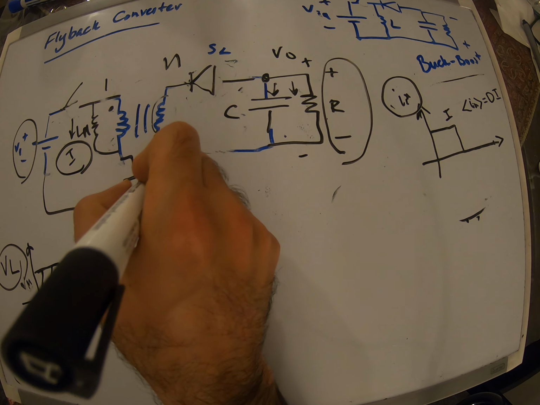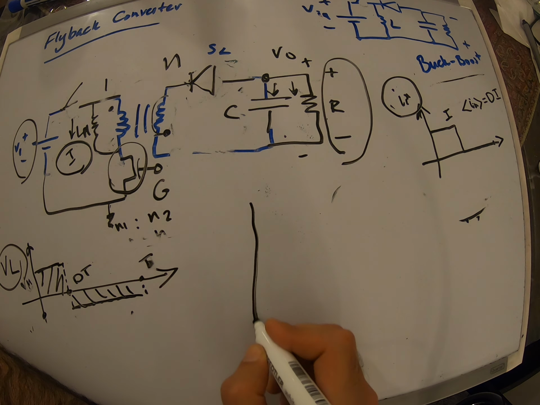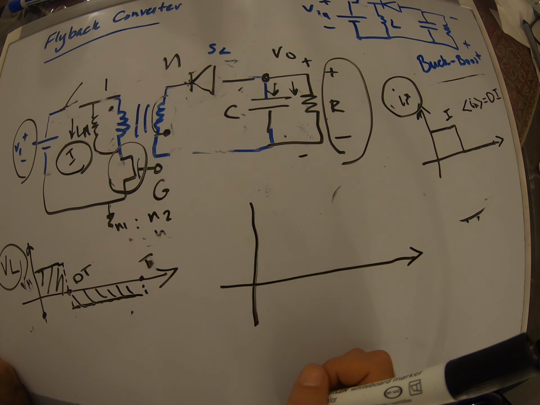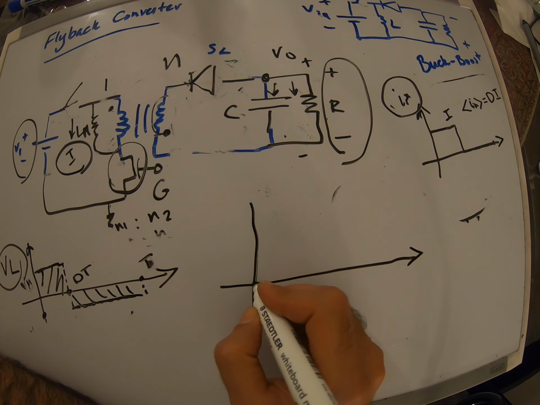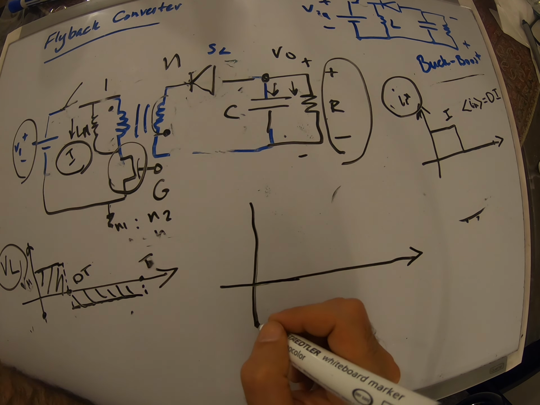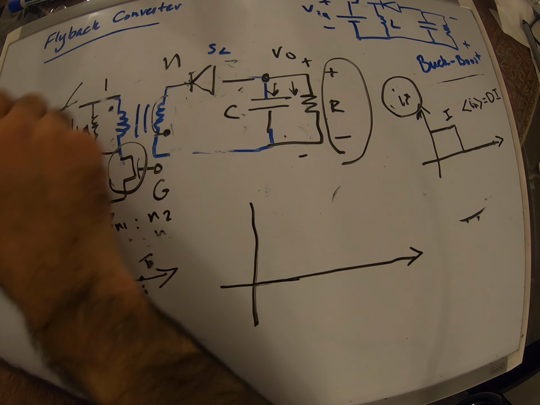Now, I want to find the voltage across this switch. Why is this important? Because whenever you want to choose the switch, you have to know the maximum voltage that goes across the switch, right? So when the switch is on, the voltage is going to be 0. When the switch is off, right?